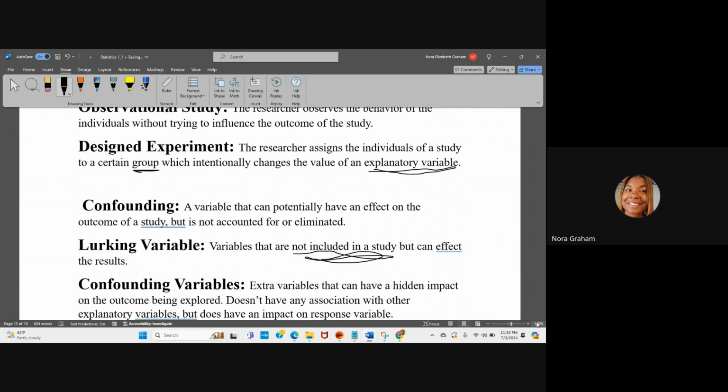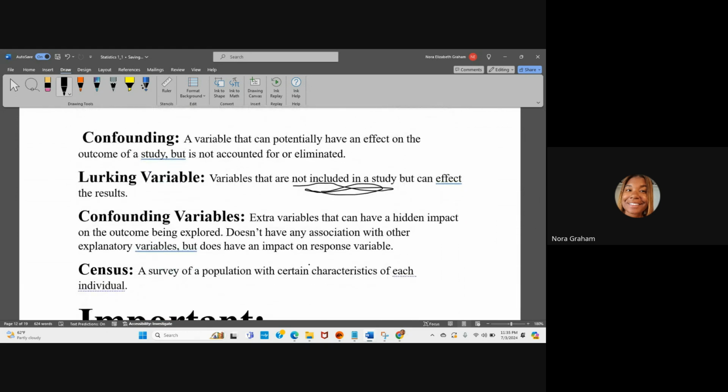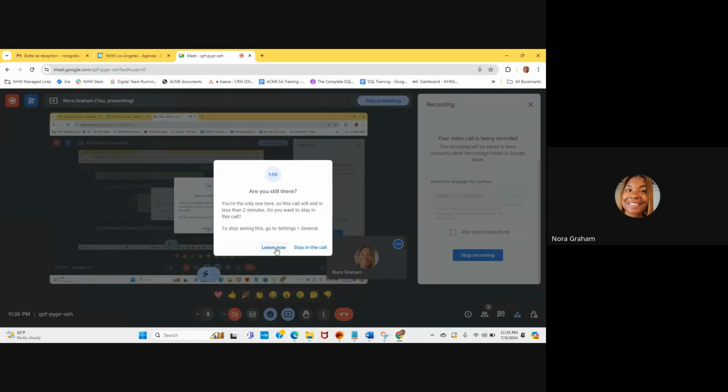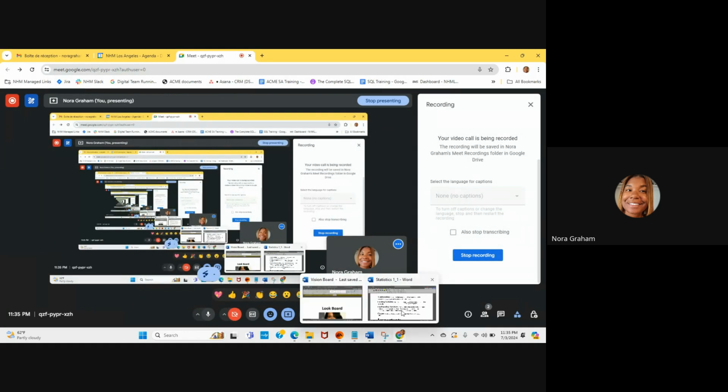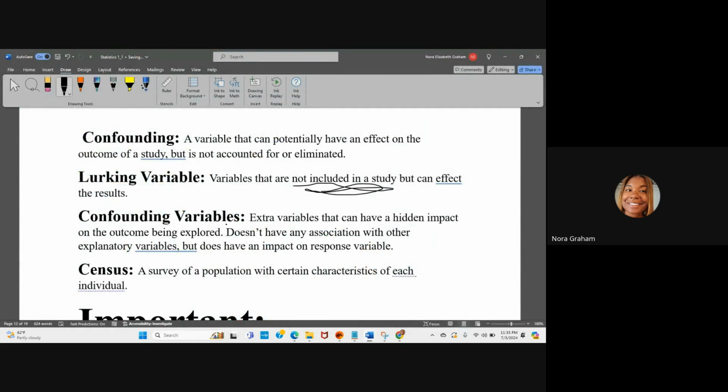Right. So going on, then we have confounding variables. These are just extra variables that can have a hidden impact on the outcome being explored. It doesn't have any association with other explanatory variables, but does have impact on response variables. I guess an example for confounding variables, they're not included in studies, unlike the lurking variables.